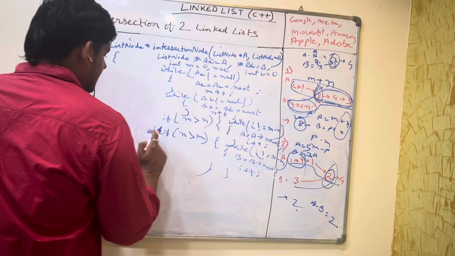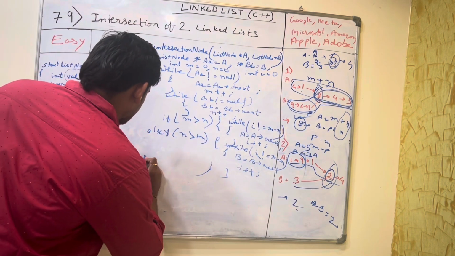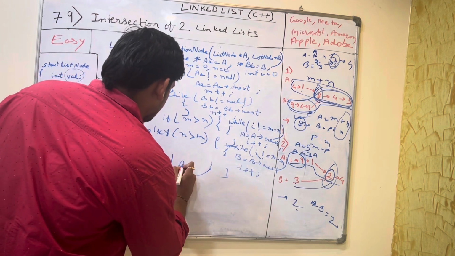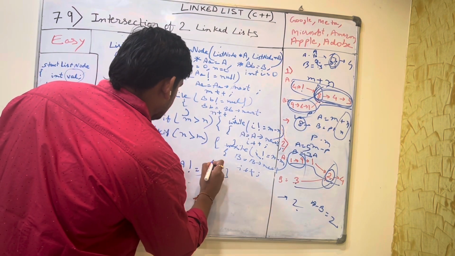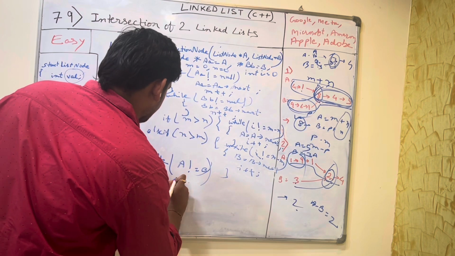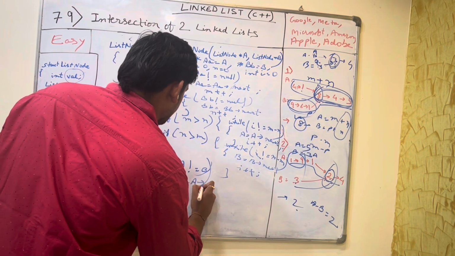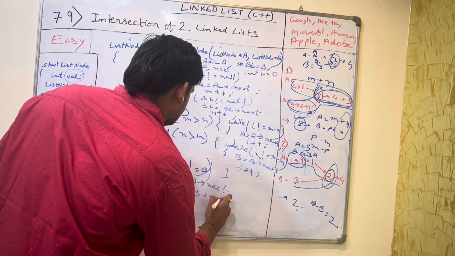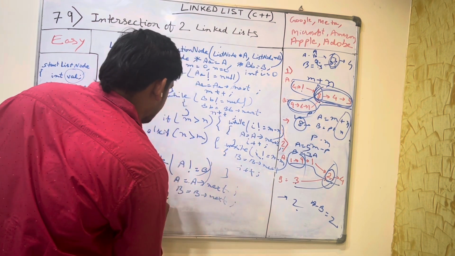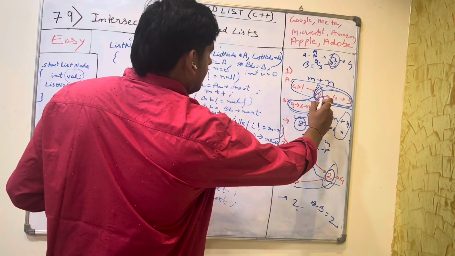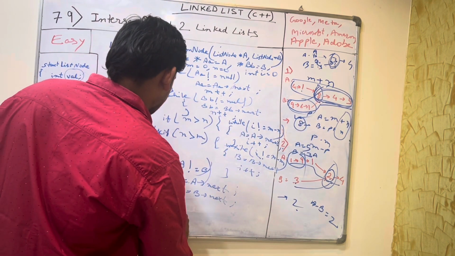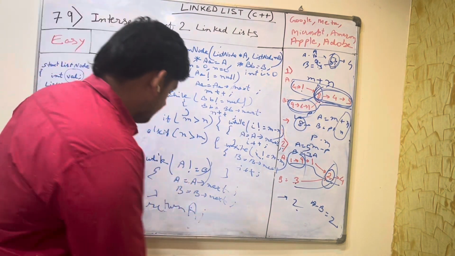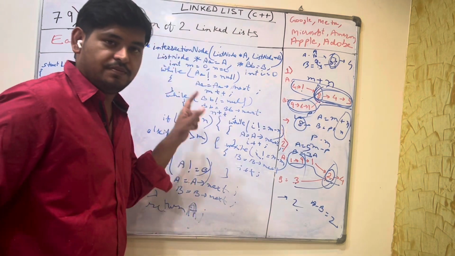Now we have got this. Now what we'll do, while A is not equal to B, A is equal to A next and B equal to B next, right? There will be a time when A and B will be equal, and only then we will return either A or B, whatever you return, that is the intersecting point. I hope the approach is clear.